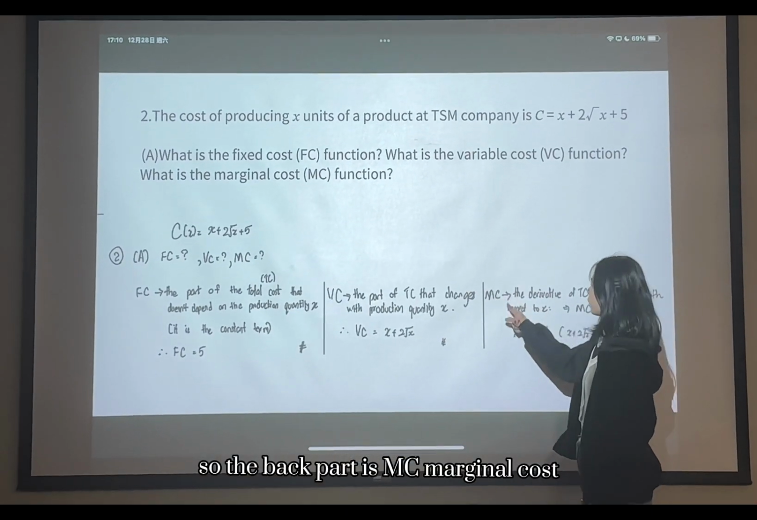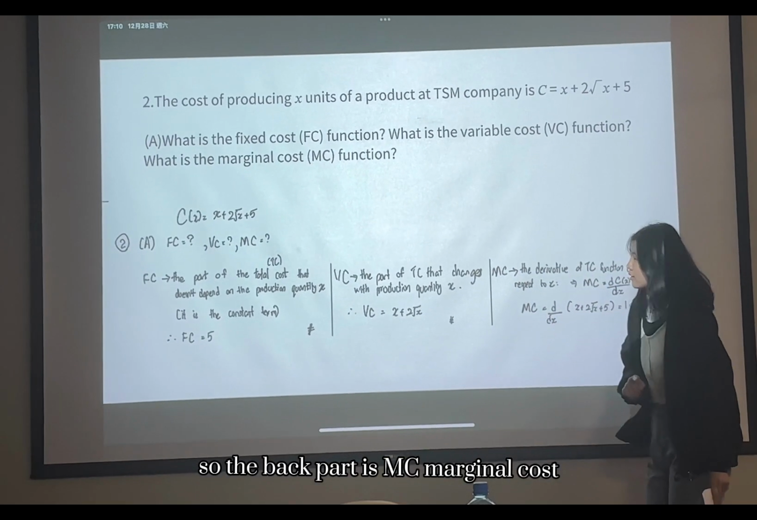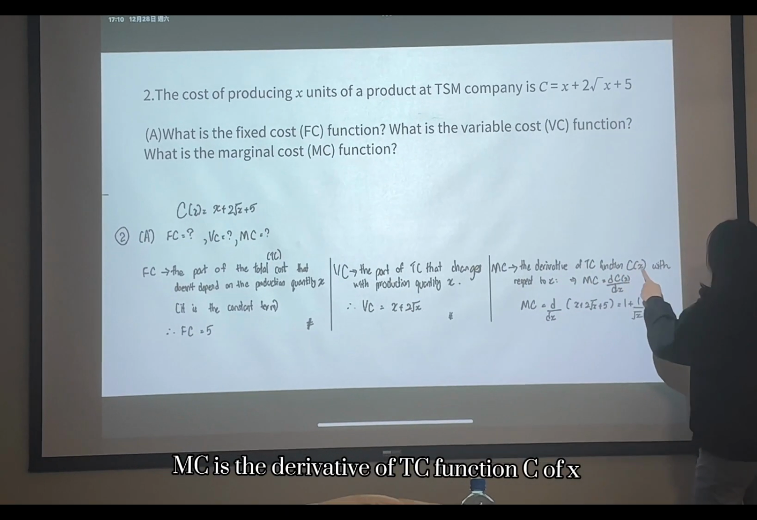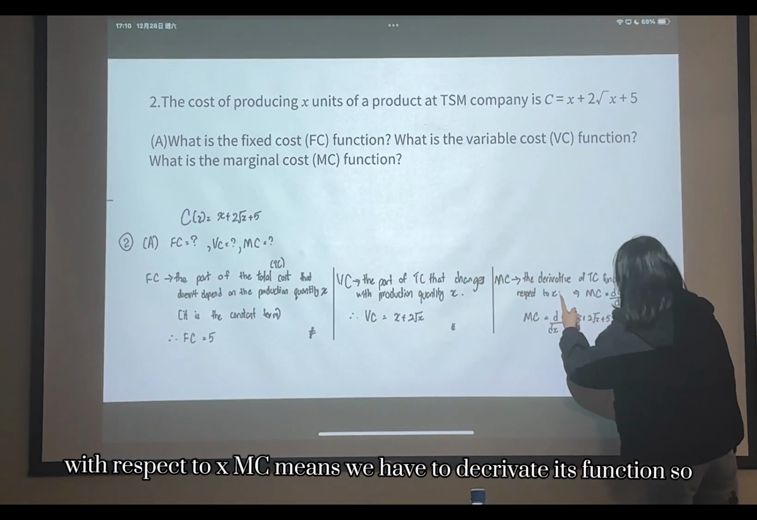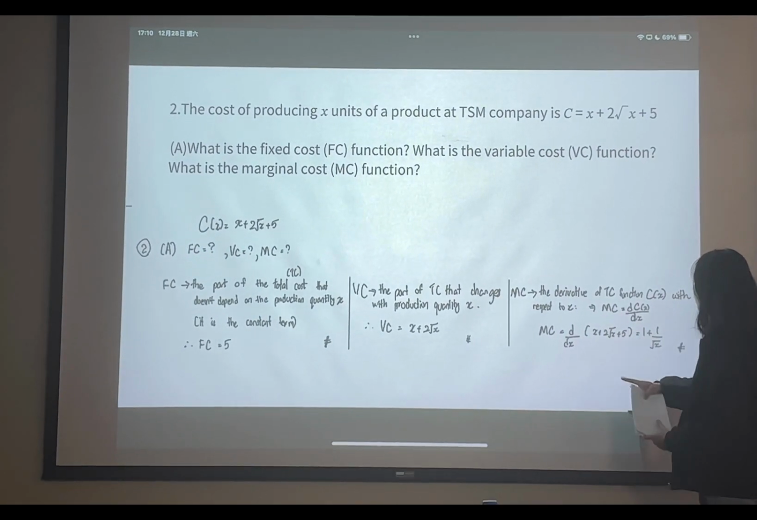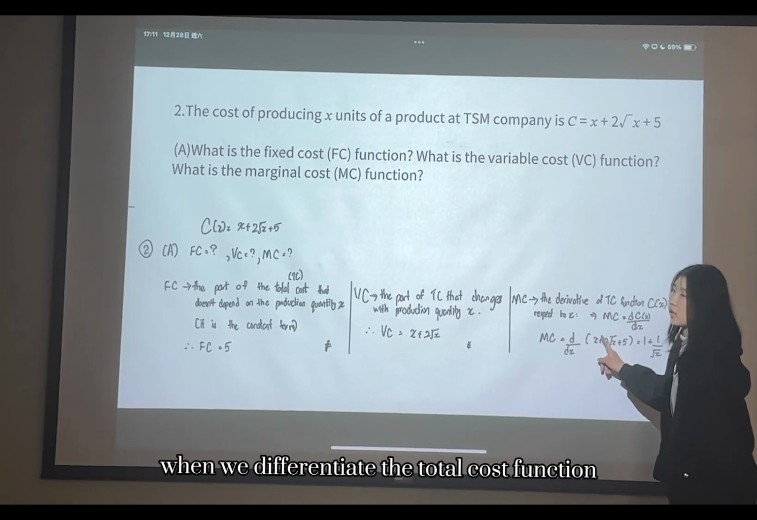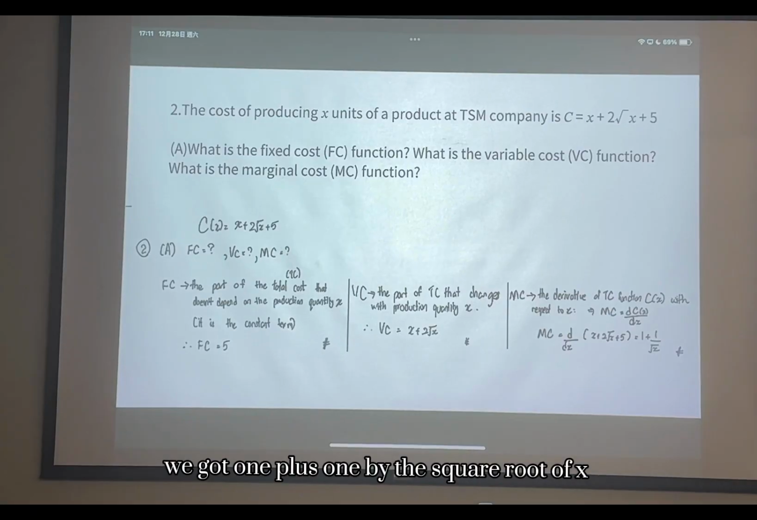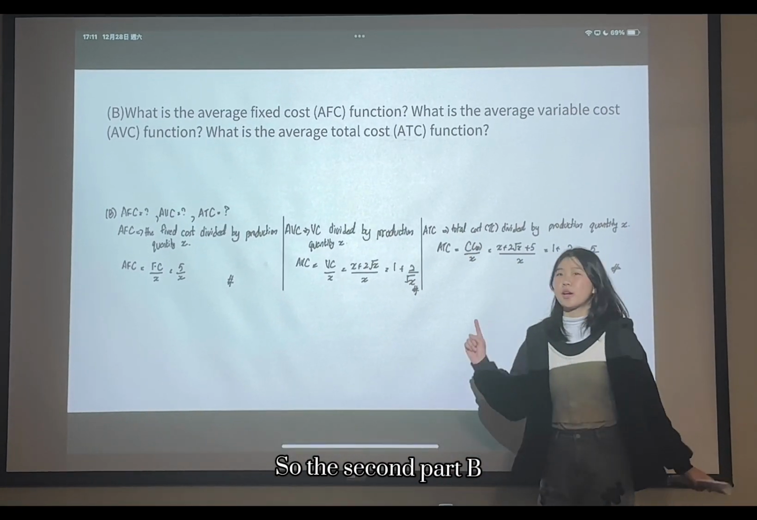The third part is MC, marginal cost. MC is the derivative of the TC function C of X with respect to X. MC means we have to differentiate the function. So when we differentiate the total cost function, we get 1 plus 1 over the square root of X.